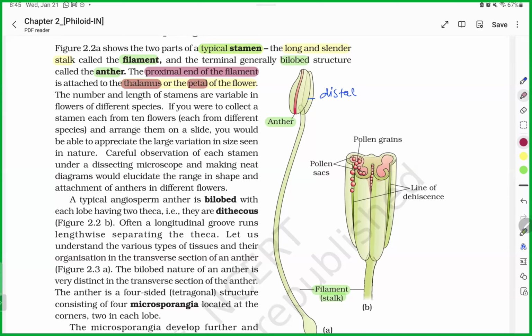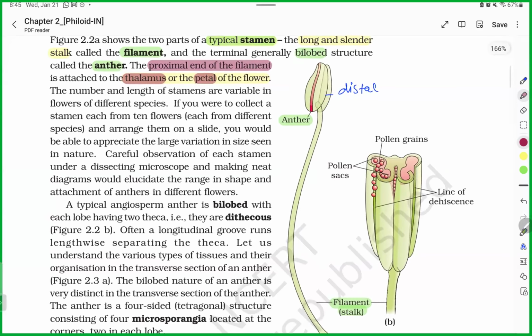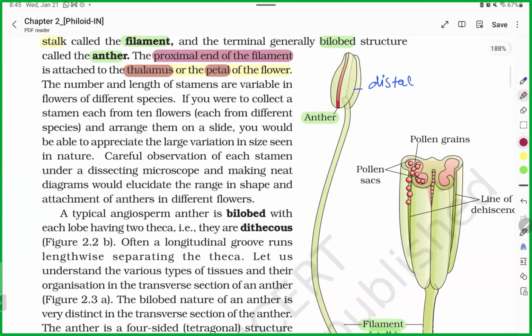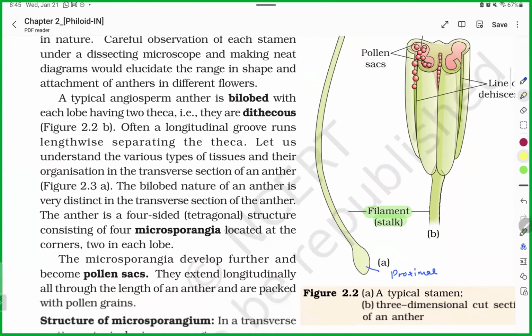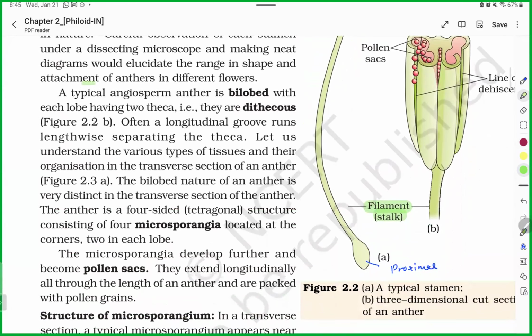Okay. The length and number of stamens can vary from plant to plant. Sometimes NEET can ask this question, but it is too easy to understand. What will you observe in an anther? Two lobes, and each lobe has two theca. So each lobe is dithecous, because each lobe has two theca.